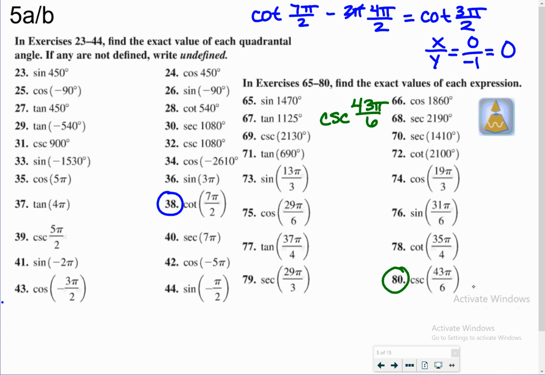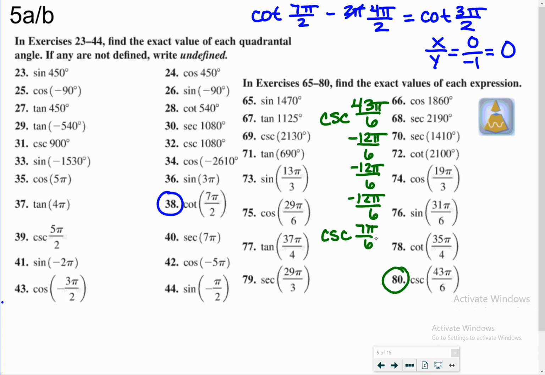Okay, this is too big, obviously, yeah? Okay, so we're going to subtract 2 pi. What's the common denominator here? 6. Okay, so imagine we're subtracting 12/6. So 43/6 minus 12/6 gives me 31/6. That's too big still. Do it again. 31 minus 12, 19, too big. Minus 12 again. 7. Ooh, that's something that's on our circle. 7 pi over 6.